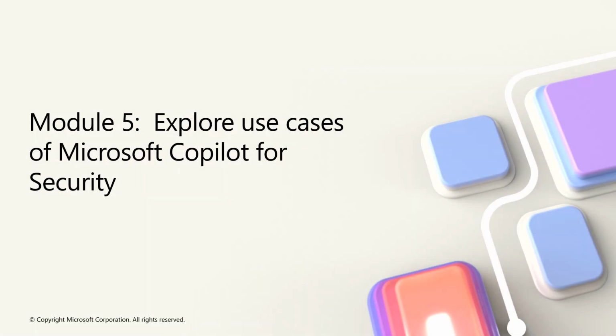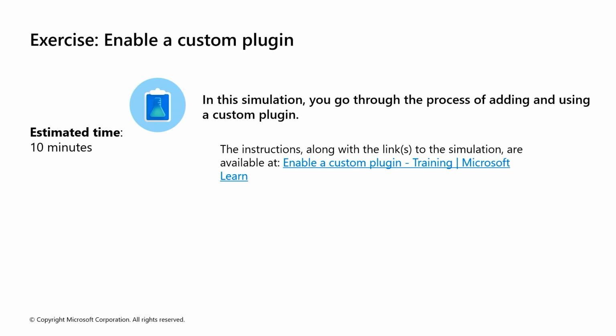One of the things we're often wanting to do is create custom plugins associated with our own environment. For this exercise, we're going to be logged in as a user that has the Copilot owner role. We're going to work in Copilot for Security by accessing a GitHub repository to download a manifest file for the plugin.